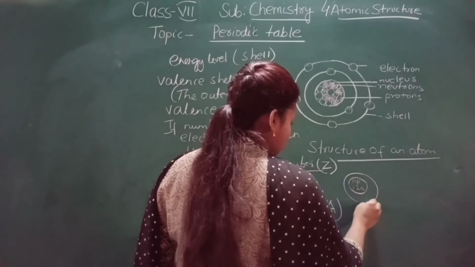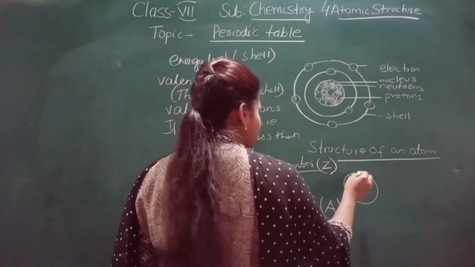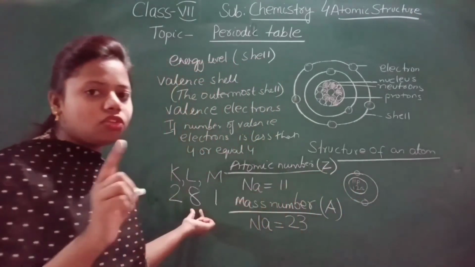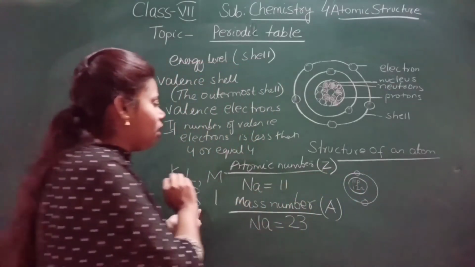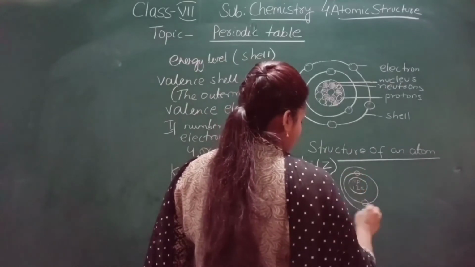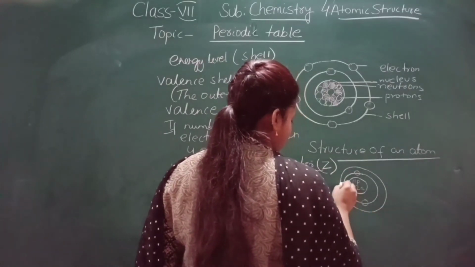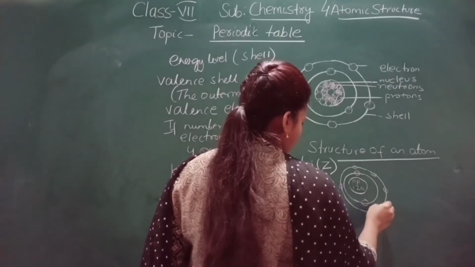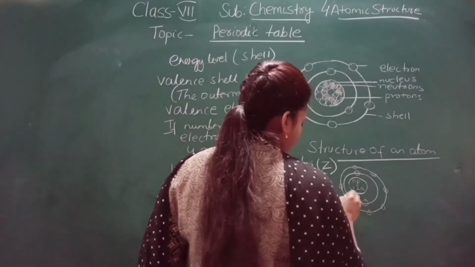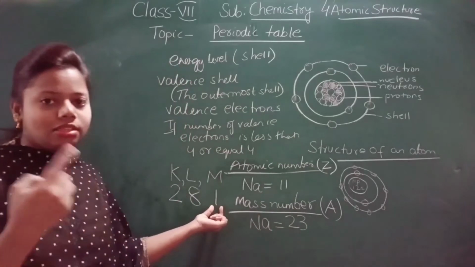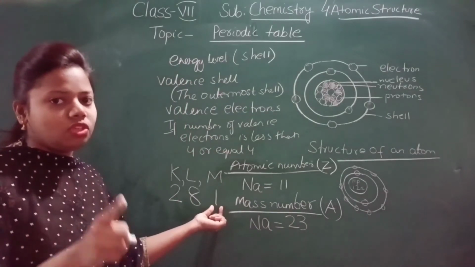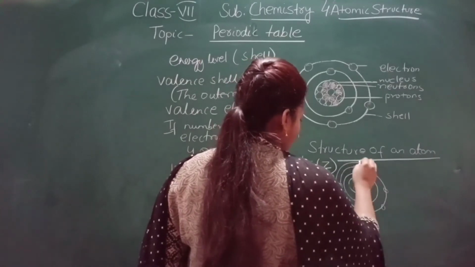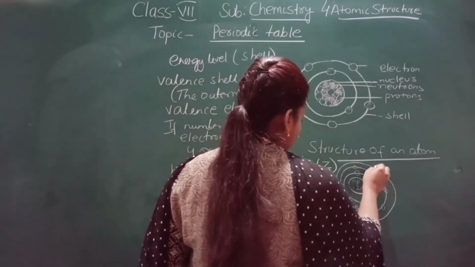So we can make the diagram. In the first shell there should be 2 electrons. In the second shell, the L shell, there should be 8 electrons: 1, 2, 3, 4, 5, 6, 7, 8. And in the third shell, the last and outermost shell, which we call the valence shell, only 1 electron is there.